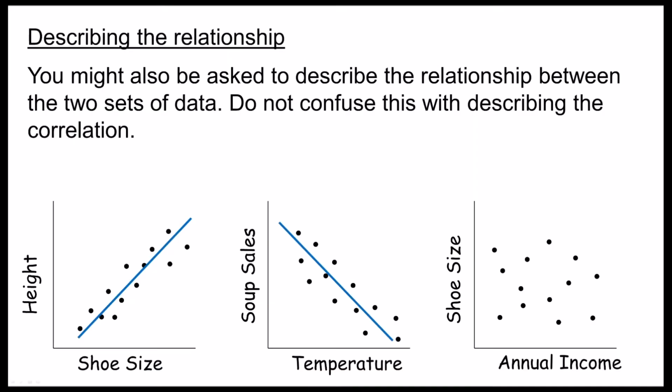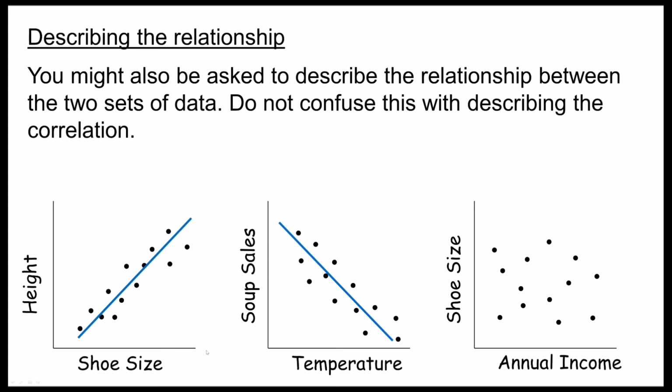Another thing that you might be asked to do is describe the relationship between 2 sets of data. This shouldn't be confused with describing the correlation. When you're asked to describe the correlation, you use the words positive, negative or no correlation. When you're asked to describe the relationship, you need to summarise what the data shows in the scatter graph.